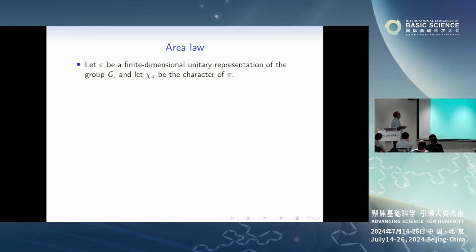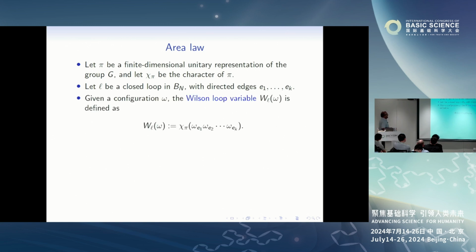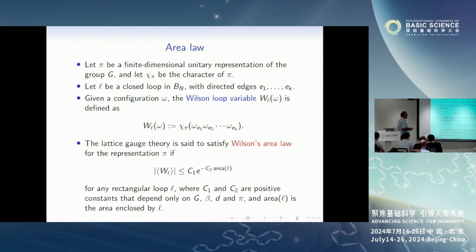Okay, so what's Wilson's area law? Let pi be a finite dimensional unitary representation of the group, and let chi be the character of pi. Then you take a closed loop L in Bn with directed edges E1, E2 up to Ek. And then you define the Wilson loop variable attached to this loop, where chi is the character of this product. So you take the product along this loop, taking the orientations into account, and you get this. So that's the Wilson loop variable.